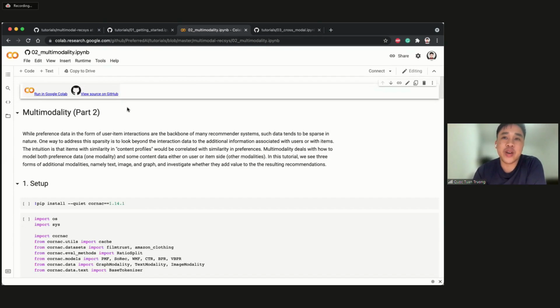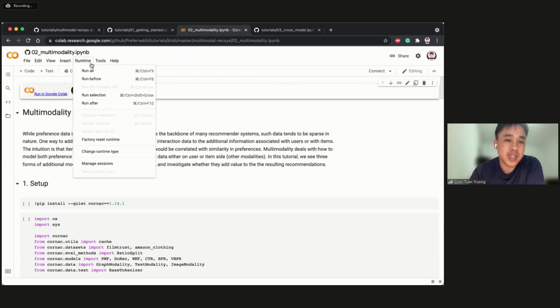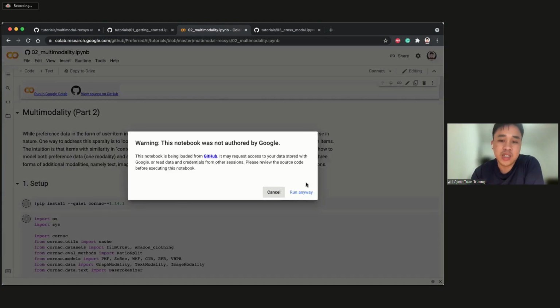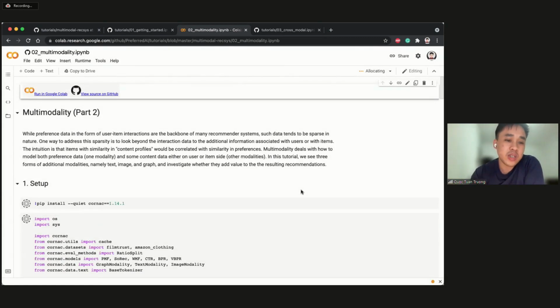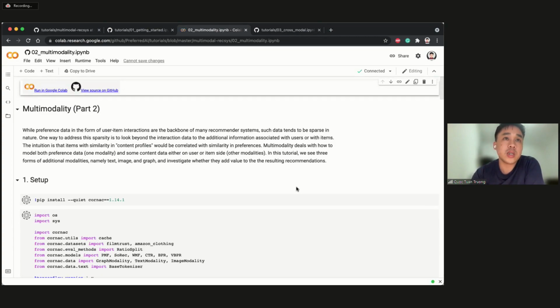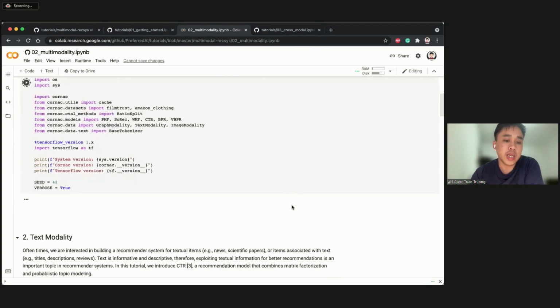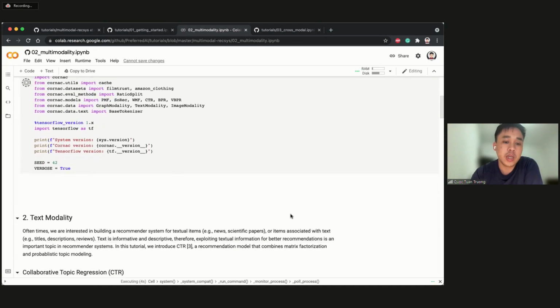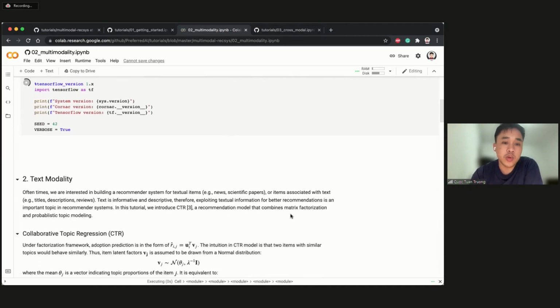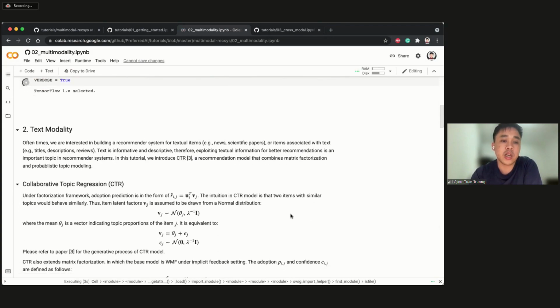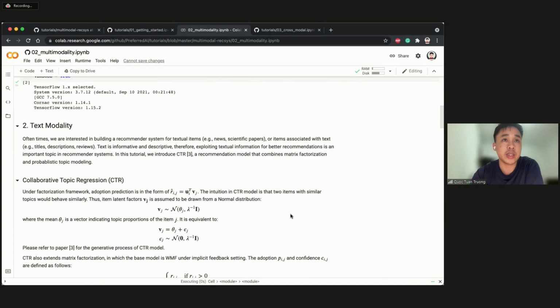What I actually recommend is to go into the runtimes and try to run all first, to make sure that everything works the way it's designed, and then we can go through each part to talk about it. Just a brief overview: we're going to go through each of the modalities subsequently, text modality, image modality, and the graph modality. Inside the text modality, we will take the collaborative topic regression, CTR model, as an example.